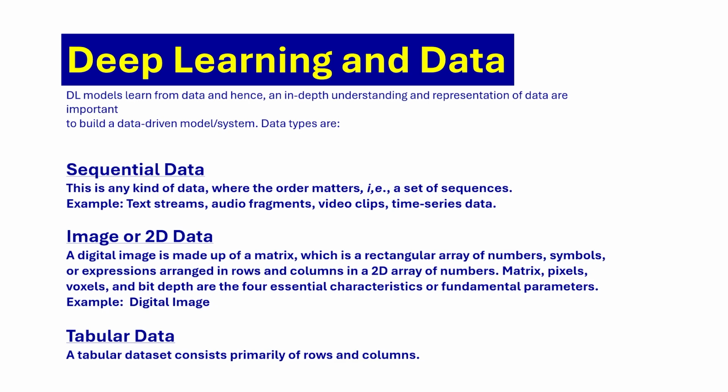Text streams also, you are writing something in WhatsApp or chat bots or whatever, you can use these text streams. Then you can also have image or 2D data. A digital image is made up of a matrix, which is a rectangular array of numbers, symbols, expressions arranged in rows and columns. We will talk in detail about this. These are 2D arrays of numbers like pixels, voxels, bit depths, the 4 essential characteristics of fundamental parameters, right. And the last one is tabular data, which, as we all know, I have shown you some examples of, as the rows and columns of data.